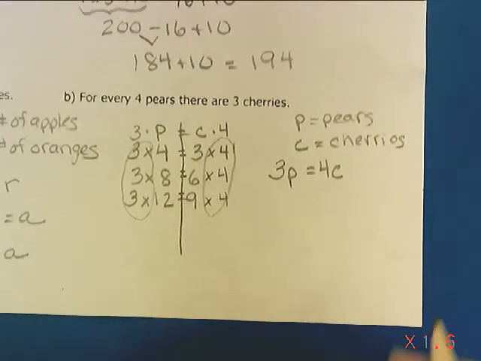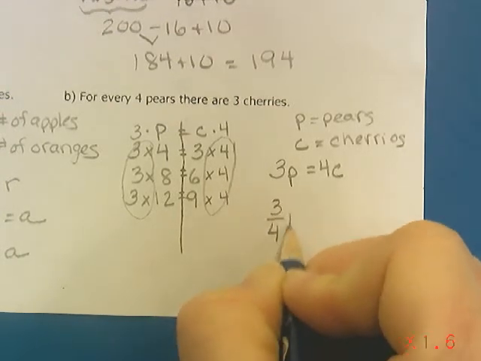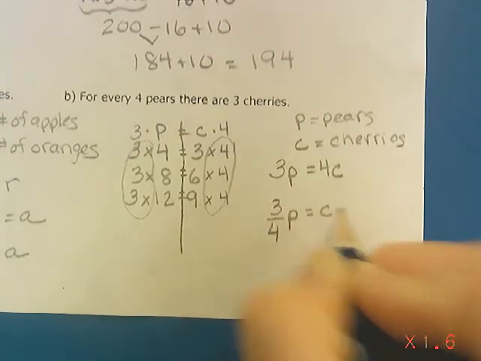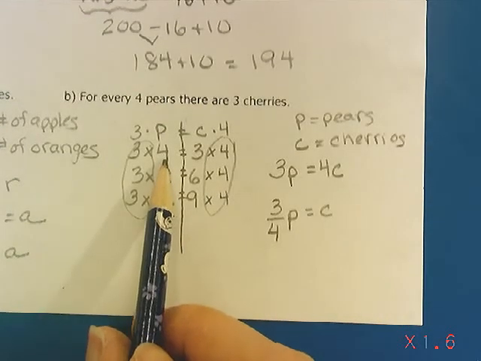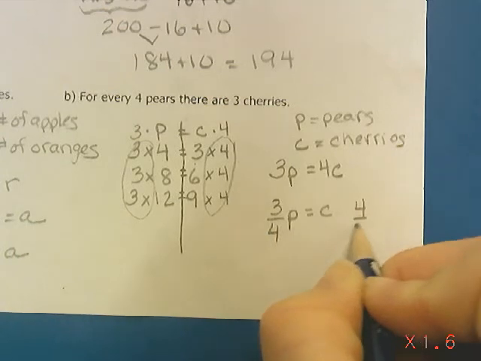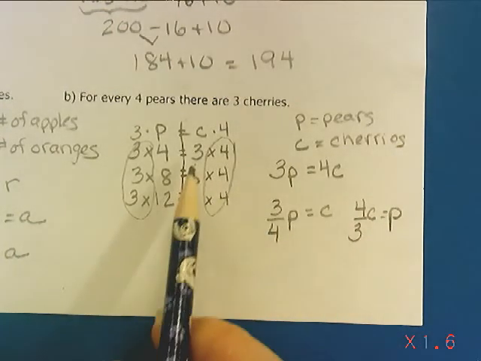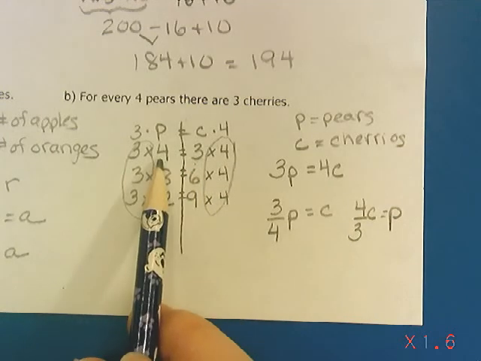Some variations to this, if we do 3/4 times the number of pears, that would give us the number of cherries. 3/4 times 4 would give us 3. Or 4/3 times the number of cherries equals the number of pears. If I multiply 4/3 and 3, that's going to give us the number of pears here.